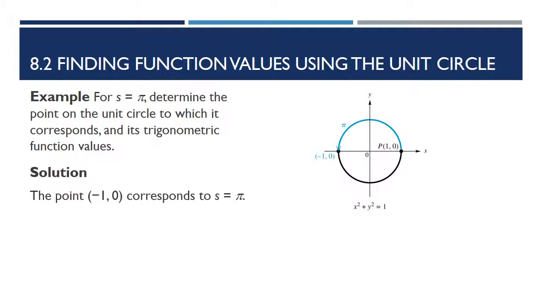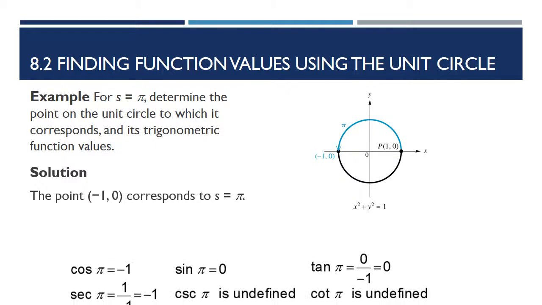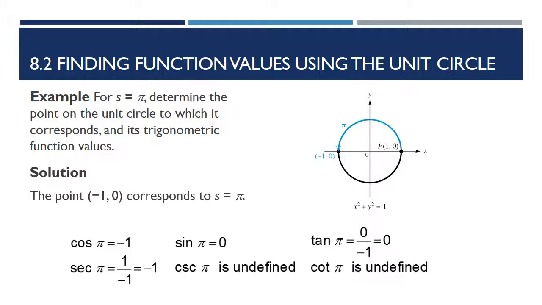Okay, so the point negative 1, 0 corresponds to s equals pi, as you can see here. And then using the x and y values, negative 1, 0, we can find all six trig functions. Because y is 0, the cosecant and the cotangent are both undefined.